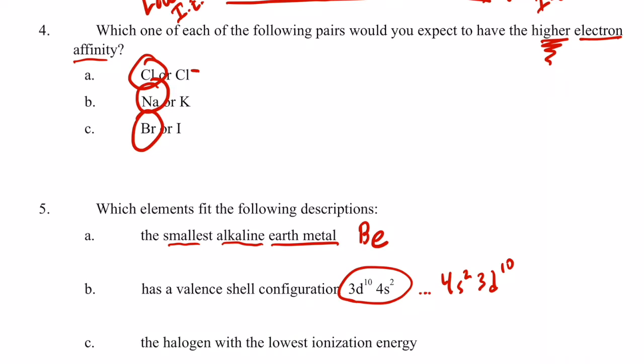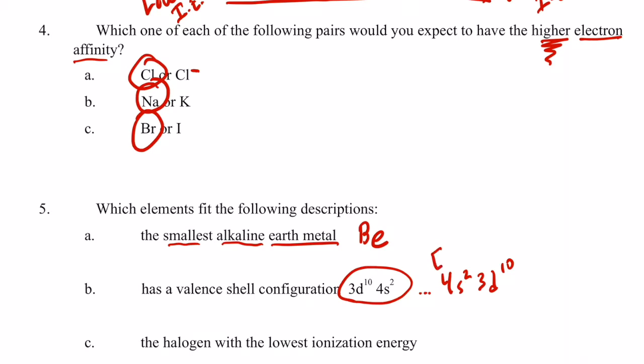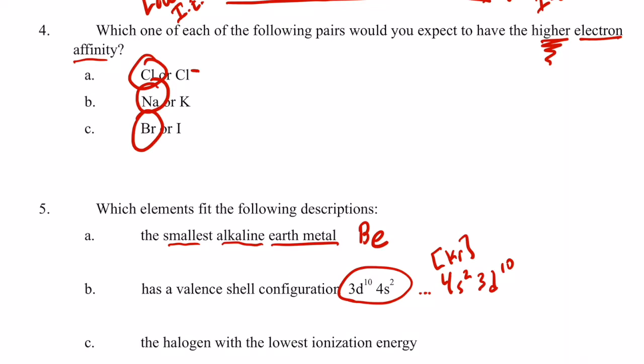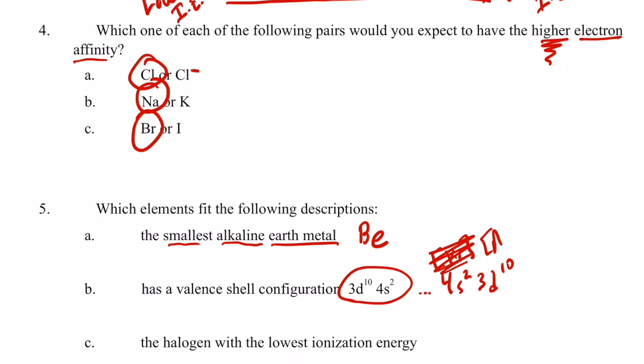And I didn't write the noble gas that comes before it, so I better clean that up a little bit. The noble gas that comes before that would be krypton. So it would be krypton 4s2 3d10. So let's see what that is. Here's krypton, right? And, oh, sorry, I made a mistake there. It's not krypton. The noble gas I want is argon. My bad. So we would have argon 4s2 3d10.